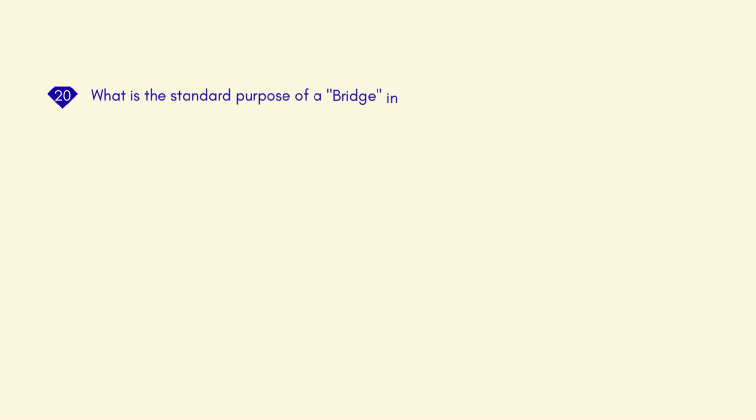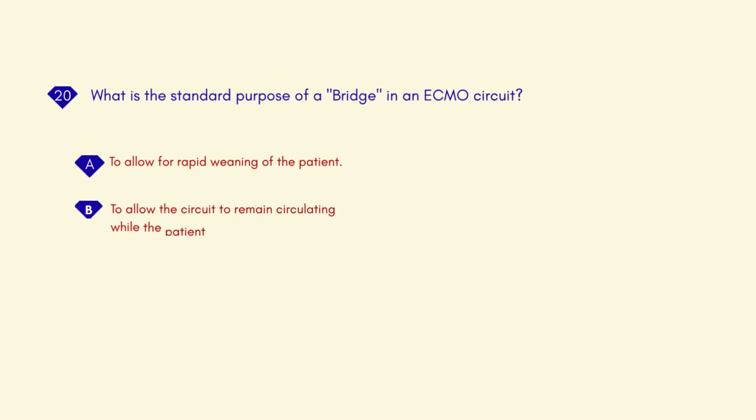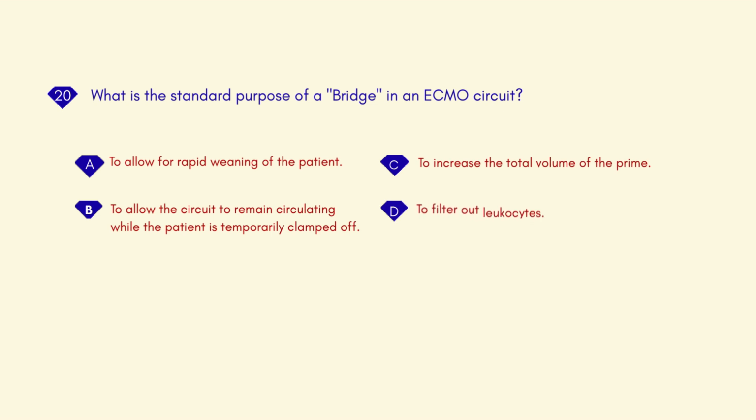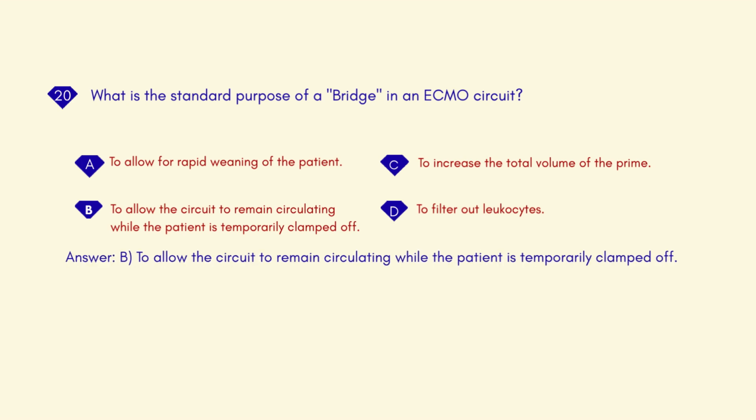What is the standard purpose of a bridge in an ECMO circuit? A. To allow for rapid weaning of the patient. B. To allow the circuit to remain circulating while the patient is temporarily clamped off. C. To increase the total volume of the prime. D. To filter out leukocytes. Answer: B. To allow the circuit to remain circulating while the patient is temporarily clamped off.